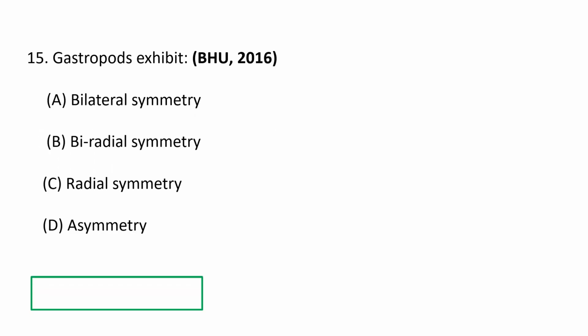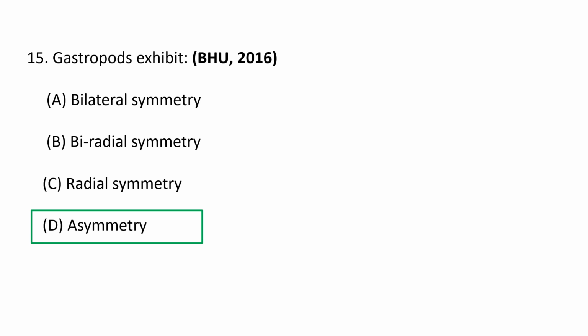Next question. Gastropods exhibit A, bilateral symmetry, B, biradial symmetry, C, radial symmetry, and D, asymmetry. So the gastropods are more commonly known as snails and slugs. These are a large taxonomic class within the phylum Mollusca. All gastropods are asymmetrical and have helical shells. So gastropods exhibit asymmetry. D is the correct option.